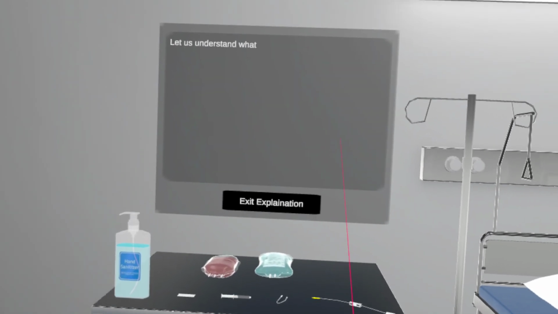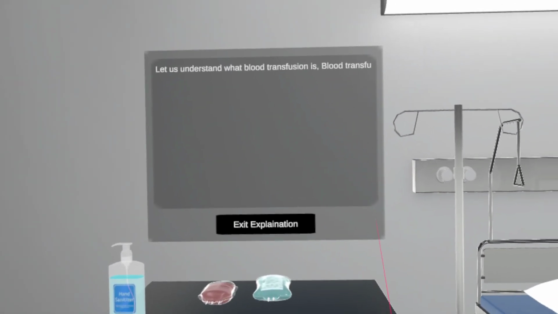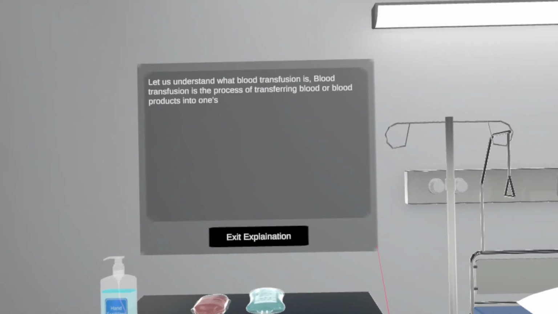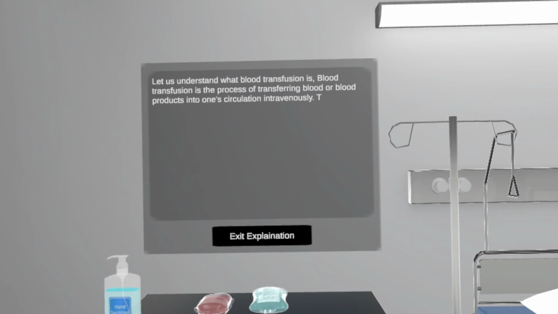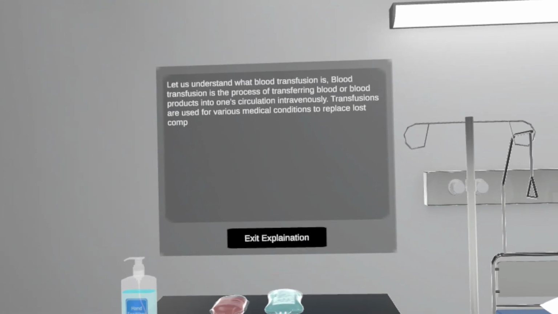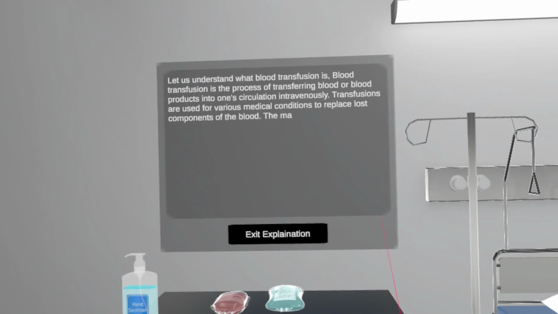Let us understand what blood transfusion is. Blood transfusion is the process of transferring blood or blood products into one's circulation intravenously. Transfusions are used for various medical conditions to replace lost components of the blood.